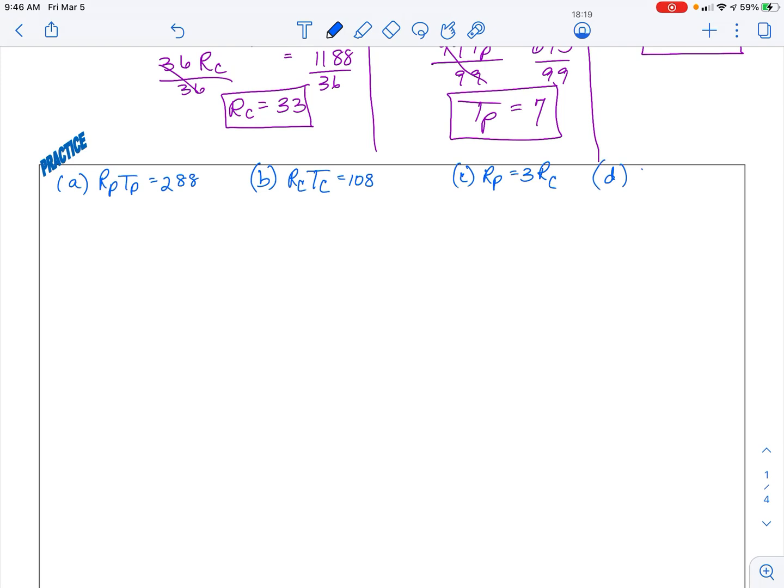And letter D is TP plus TC equals 12. Okay. So the first thing I notice is in A and B, either one of those might turn out to be my base equation. I'm not sure which one I want to use yet, but I'm going to choose it based on C because that first one over there gives me a value of RP being equal to something. So I know that if I choose A as my base equation, I can start off by plugging in the value for RP.